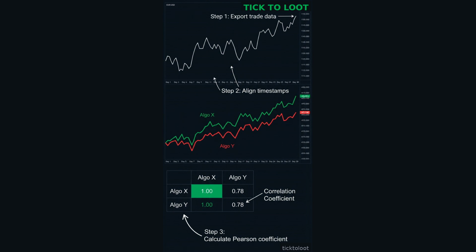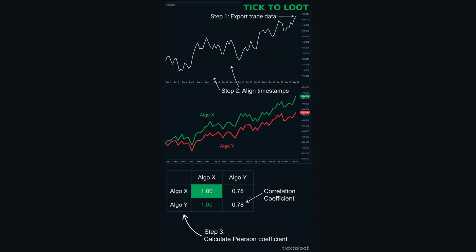Step 3. Calculate the Pearson correlation coefficient. This statistical formula compares the two sets of numbers and gives a value between -1 and 1. A result close to 1 means the bots move together, close to -1 means they move opposite, and around 0 means they are unrelated. You can do this in a spreadsheet by using the equals CORREL(range1, range2) function. Step 4. Interpret the number.